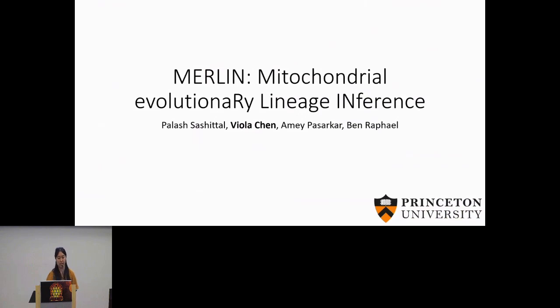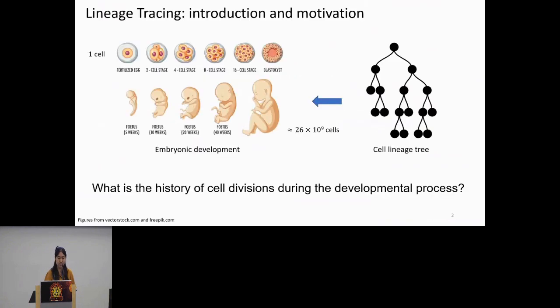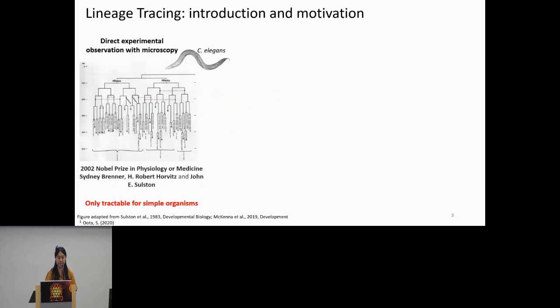Today I would like to share our work called Merlin for mitochondrial evolutionary lineage inference. Lineage tracing is commonly used for developmental biology. For example, in the case of embryonic development, we want to know the history of cell division during the development process. Specifically, we want to construct a cell lineage tree that tells us the lineage relationship across all the cells.